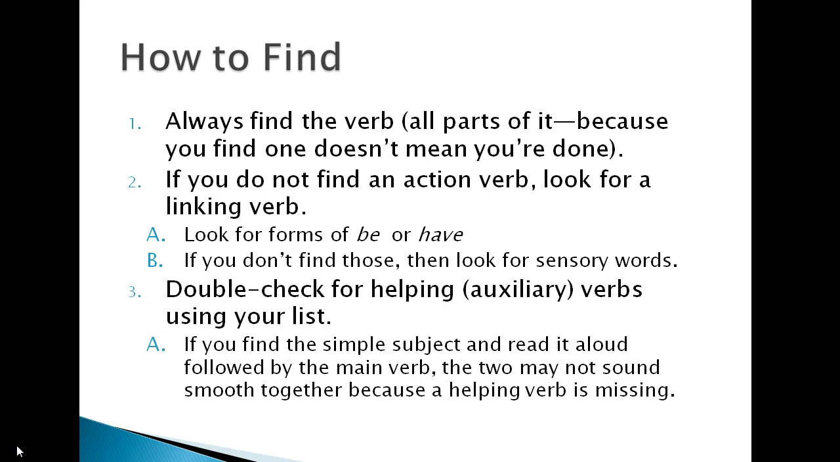Then, double check for helping or auxiliary verbs using your list. One way to do this is to find the simple subject and read it aloud, followed by the main verb. The two may not sound smooth together because a helping verb is missing. If you have an ing verb, such as the word missing at the end of the slide here, if I said that the simple subject for missing is verb or helping verb, the sentence would read, helping verb missing. Well, we need the word is to help the word missing sound correct, sound appropriate, or at least sound smooth. So we realize that the helping verb is actually part of that verb phrase.